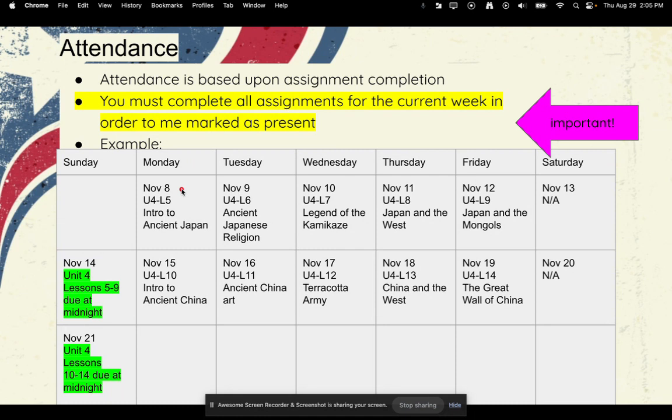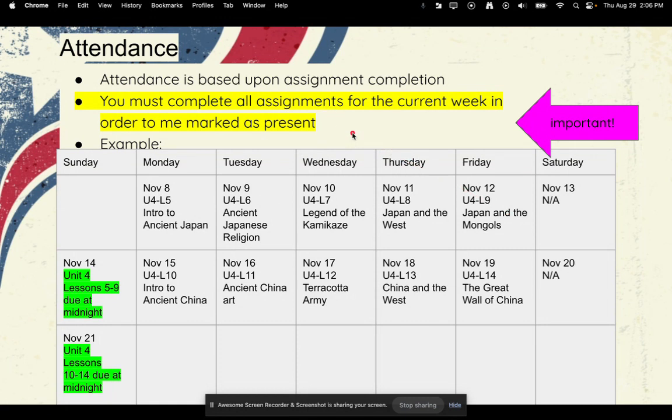So, for example, I know this is a world history example, but it's going to be the same structure, okay? Let's say this week we have U0-L1, U0-L6, U0-L7, U0-L8, and U0-L9. You need to get all 5 of those assignments done by Sunday at midnight. If they are not complete by Sunday at midnight, when I take attendance on the next Monday, you will be counted as absent if you do not get all 5 of those assignments done, okay? So you need to make sure all of your assignments are done.